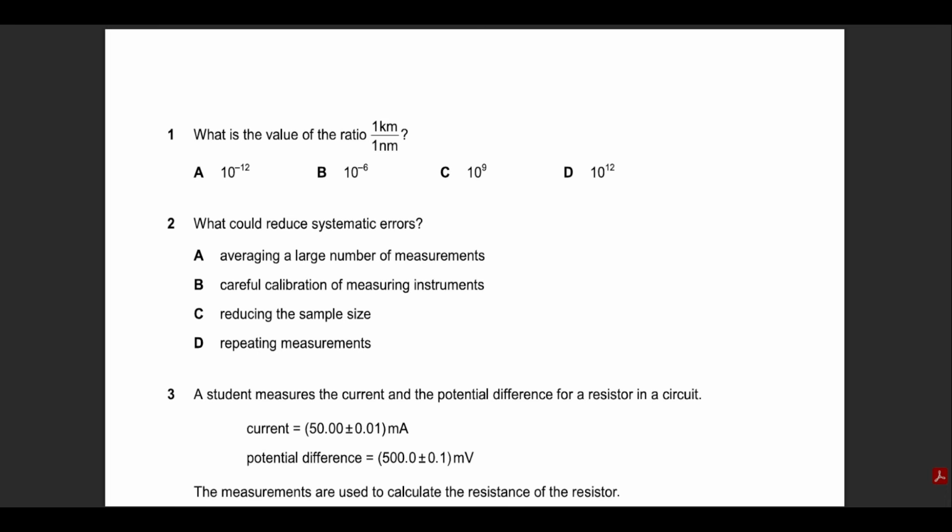This is February-March 2026, paper 1-2. The first question is the ratio of kilometers to nanometers. The best way about this would be to just put this on the calculator with prefixes and you'll be good to go. So if you put this on the calculator, you'll get your answer as 1 into 10 to the power 12.